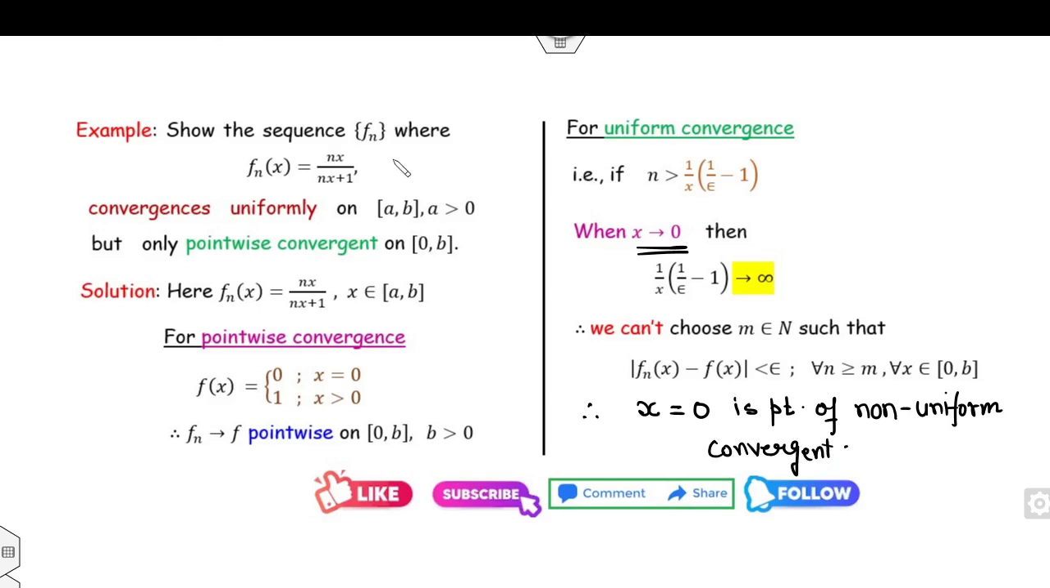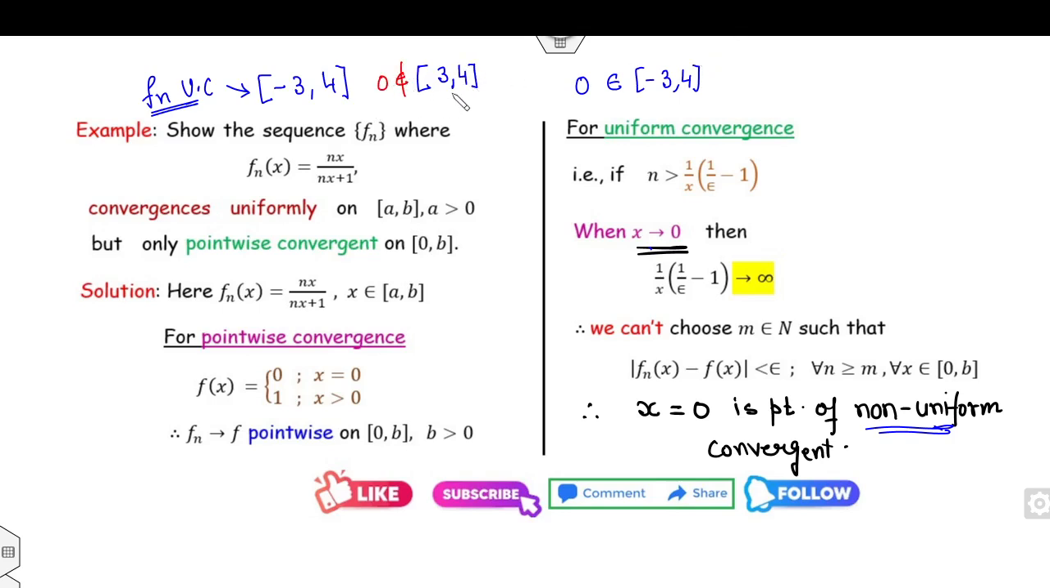Or in other words, if you are in a competition examination like CSIR NET, GATE, NBHM, and somebody asks you, is this f(x) uniformly convergent on this interval? The answer is no, because 0 belongs to this interval. Therefore, fn(x) is not uniformly convergent on this interval. However, if your interval is (3, 4), then clearly 0 does not belong to (3, 4), and the function is uniformly convergent. So this is my case 1.